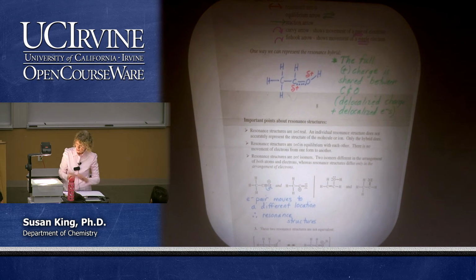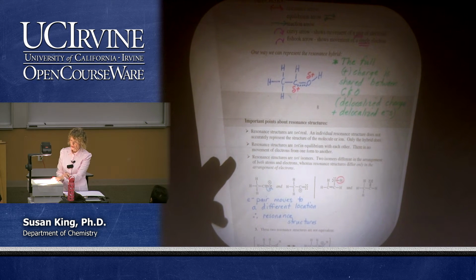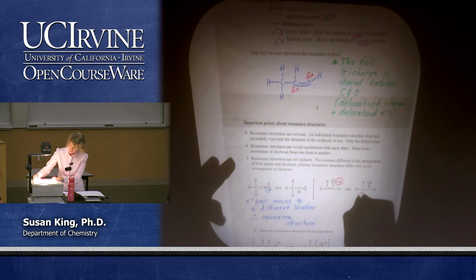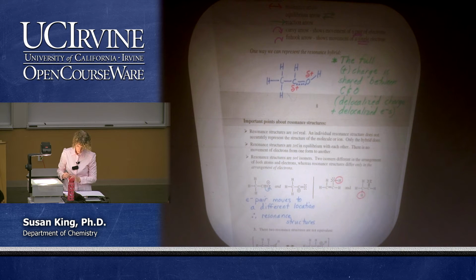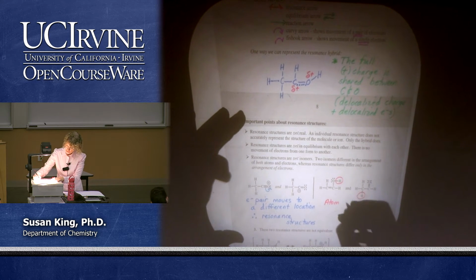In the second example on the right, you can see that we have a hydrogen here bonded to oxygen. And in the compound on the right, that hydrogen is no longer bonded to oxygen. We've moved that hydrogen over here. So in this case, an atom is moving to a different location.